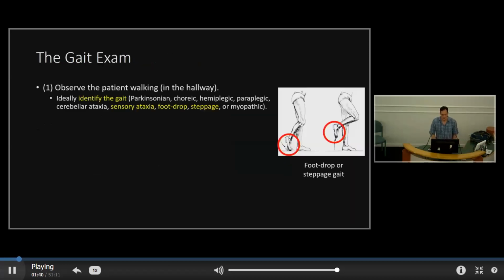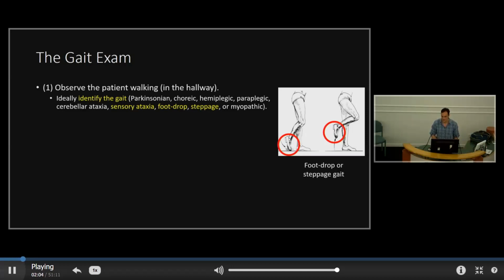Examination. The best examination in neurology, and I would argue in all of medicine, is the gait exam. The reason for this is that the gait exam gives you a huge amount of information very quickly, and it can allow you to just discard many other differentials and allow you to hone in on what the most likely list of differential diagnoses is.